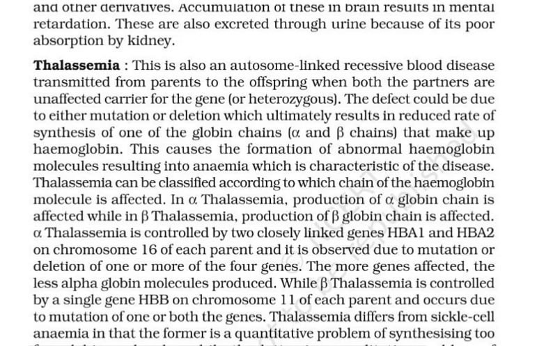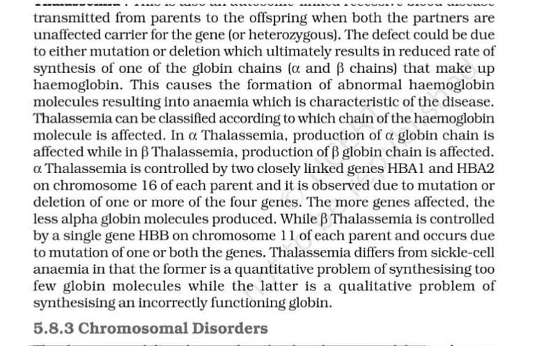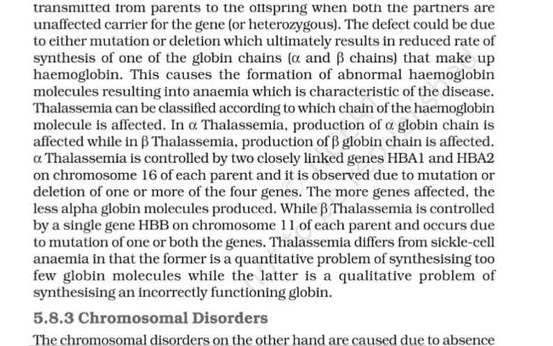Thalassemia is classified according to which chain of the hemoglobin molecule is affected. Which chain is affected, okay. In alpha thalassemia, production of the alpha globin chain is affected, while in beta thalassemia, production of the beta globin chain is affected.